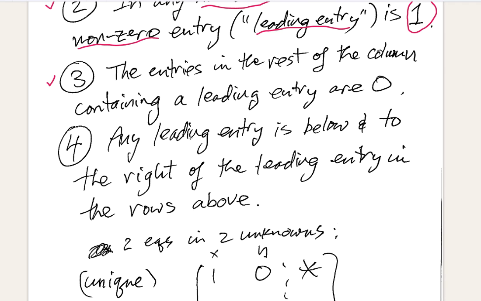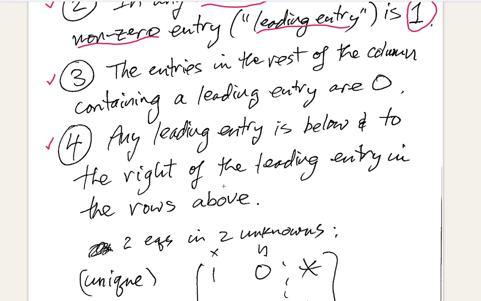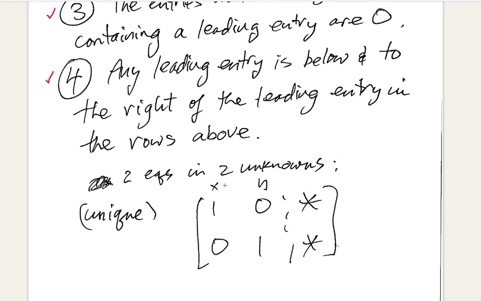Okay, here's the most complicated one, but it's easy to understand when you get used to it. Any leading entry is below and to the right of the leading entry in the rows above. Okay, so it's saying the leading entries, those special ones, are staggered down from left to right. Okay, so let's go ahead.